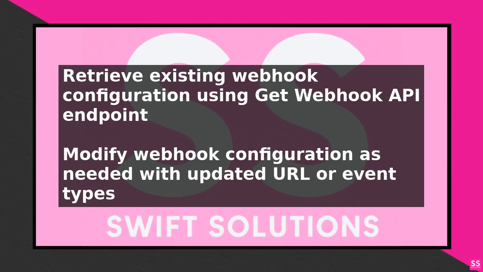It is essential to test the updated webhook configuration to ensure that it is working correctly. You can use the Test Webhook API endpoint to send a test event to the webhook URL and verify that it is received successfully. Best practices for updating Bill.com API webhooks include using secure API keys, validating user input, and handling errors and exceptions properly.